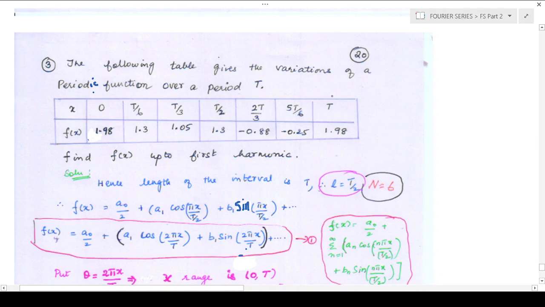First and last values are the same, so you are going to omit the last value. How many values are there? 1, 2, 3, 4, 5, 6. So capital N is 6. They have asked up to first harmonic.